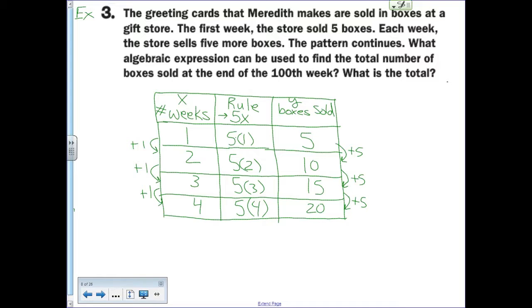So when we go back to our word problem and it says, hey, how many boxes would they have sold by the end of the 100th week? We can add another row to our table where instead of doing 5, 6, 7, 8, 9, 10, et cetera, we can just go straight to 100 and apply our new rule of multiplying that number by 5, and we can do 5 times 100.